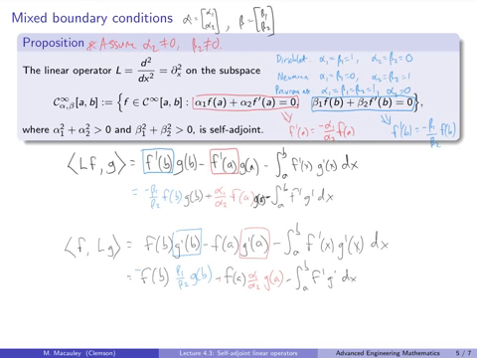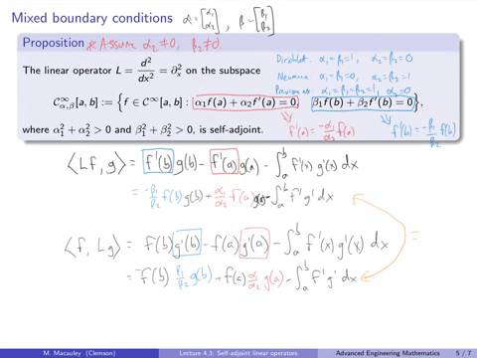Okay, so what do we conclude? We conclude that these two things are both equal. Let me write that down. So these things are both equal, and this confirms that, or if these are equal for all f and all g, then L is self-adjoint.